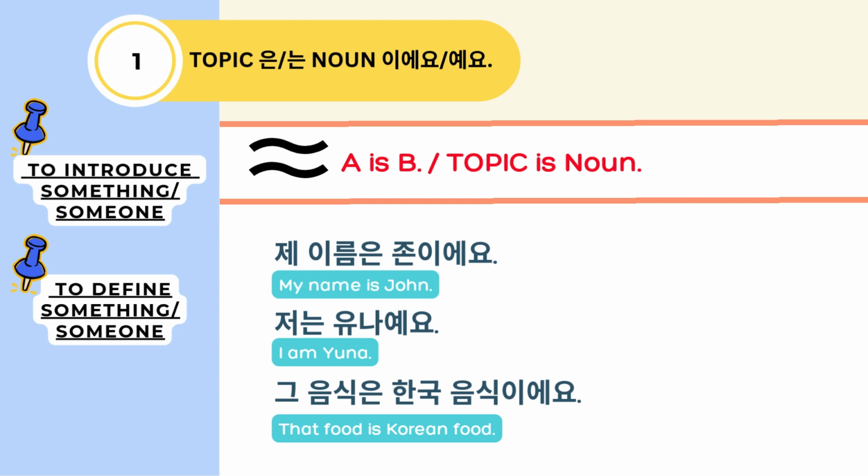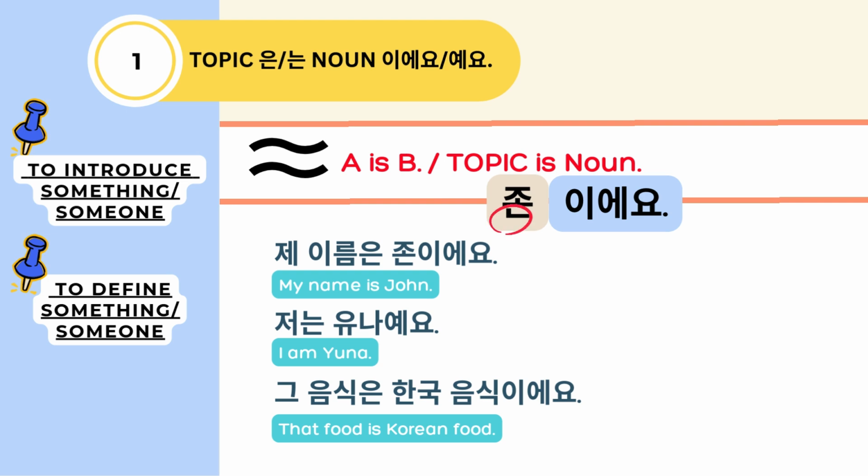You might wonder why there are two variations, like 는 and 은, and 이에요 and 예요. This is because Korean particles and verb endings change depending on whether the preceding noun has a final consonant or not. For example, my name is John. 제 이름은 존이에요. 제 이름, my name, ends with a consonant, so we use 은. 존 also has a final consonant, so we use 이에요.